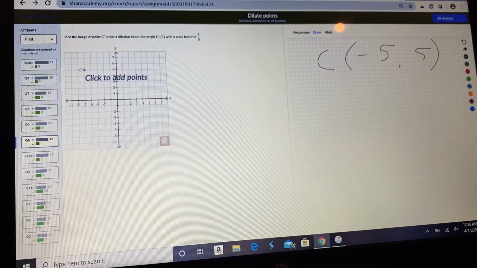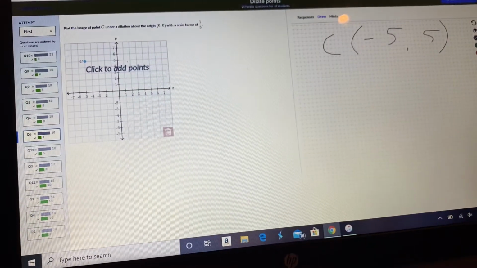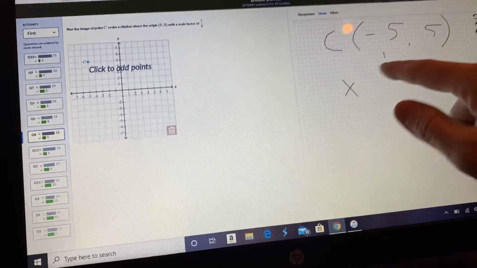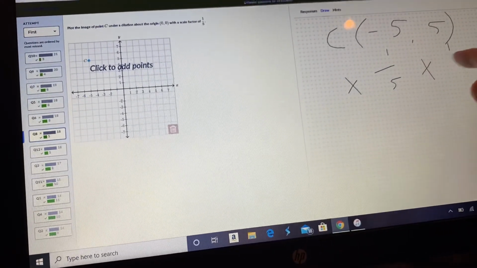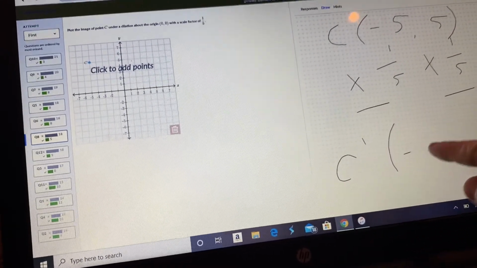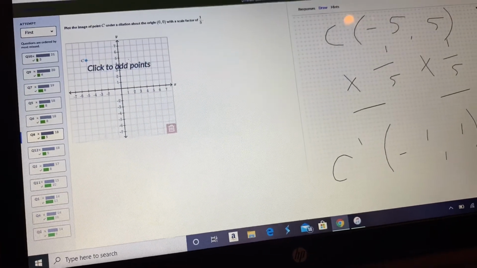Let's see, I think I got one more. We're going to do this. You've got the point (-5, 5). It's centered at the origin, scale factor of 1/5. When I multiply both of these by 1/5, C prime will be at (-1, 1). And you'll see that that's 5 times closer to the origin.